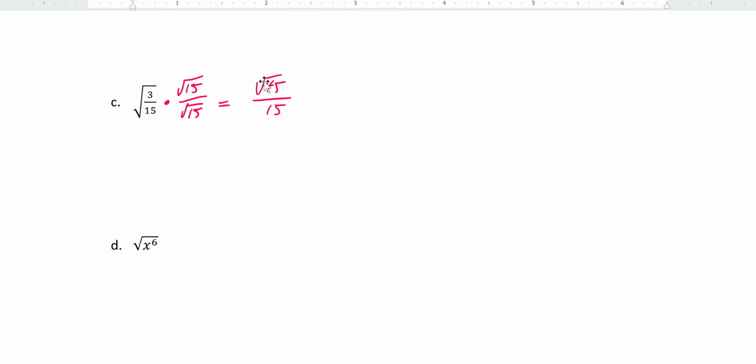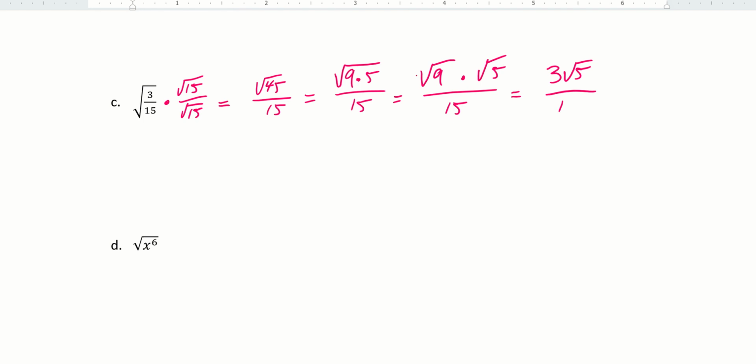But now we have to look: does 45 have any perfect square factors? And the answer is yes. That's the square root of 9 times 5 over 15, which we can write as the square root of 9 times the square root of 5 over 15. The square root of 9 is 3. So 3 times the square root of 5 over 15. And then the last thing we can do is simplify this fraction. So 3 over 15 is 1 over 5. So we can write this as, you could write the 1, but I'm just going to leave it, square root of 5 over 5.